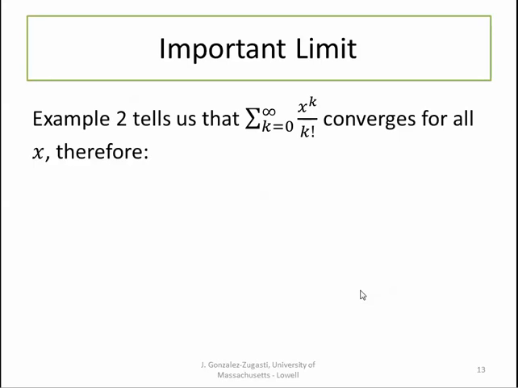This is important to notice. We just found out that this series converges for all x. So that tells me that the limit of x to the k over k factorial is equal to 0. The numerator is growing exponentially, but the denominator is growing factorially, and the factorial is going to win every time.